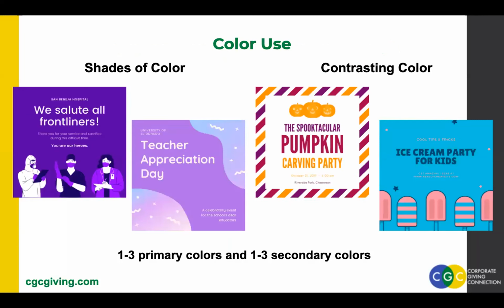In terms of color use, again, these are templates straight from Canva. They've got a ton to work with. They're just really, really great about providing you a ton of different options so you're not creating everything from scratch every single time. So you can see different shades of color here in the examples on the left, and then also examples of using contrasting colors on the right. And the general guideline for graphic design is you want to use 1 to 3 primary colors and 1 to 3 secondary colors. So you can see both of these examples have that.